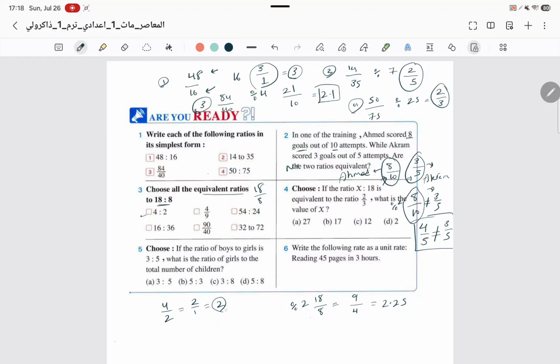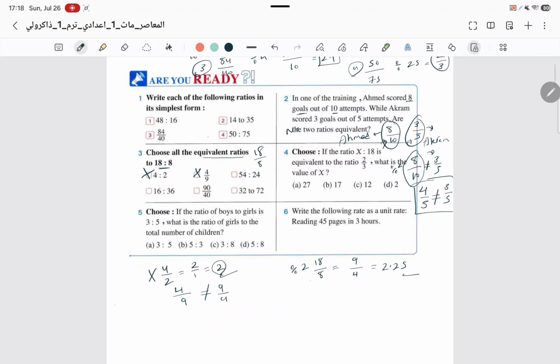2.25. So 2 is equal to 2.25? No, so the first one is wrong. Okay, the second one, which is 4 divided by 9. 4 divided by 9 is not equal to 9 divided by 4. So the second one is also not correct.